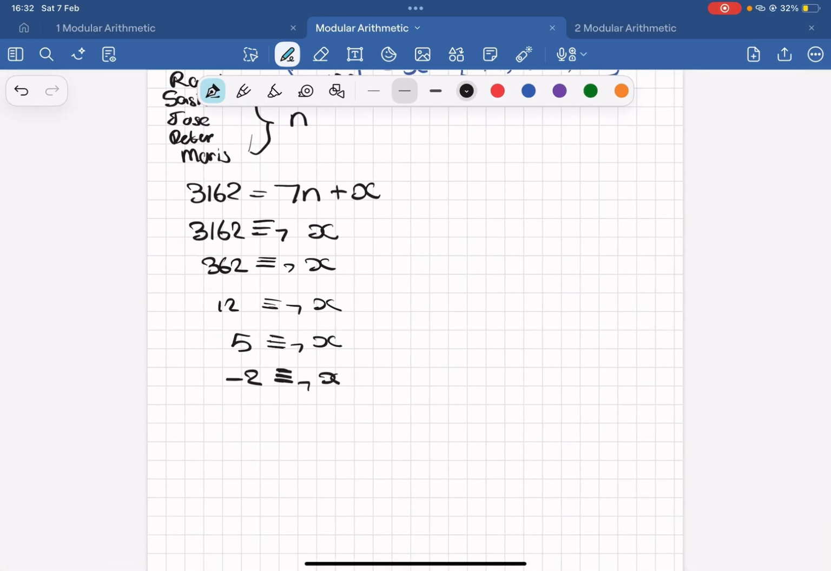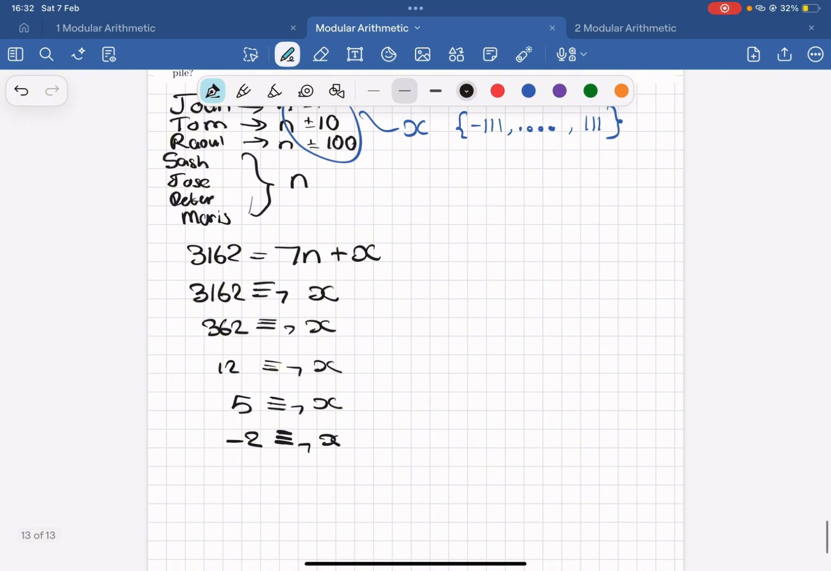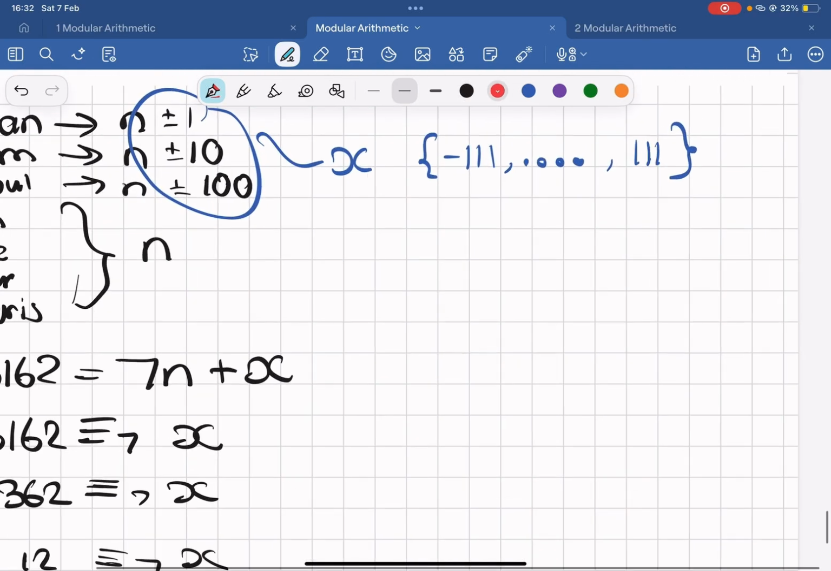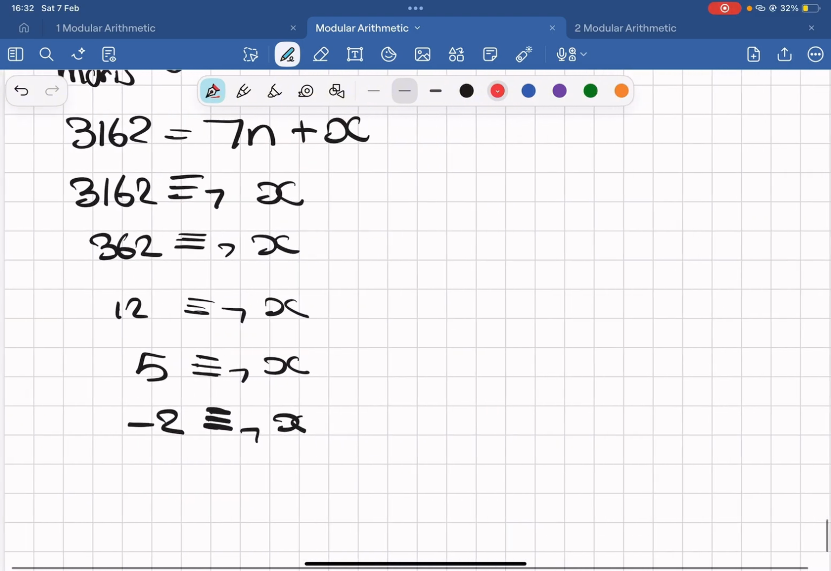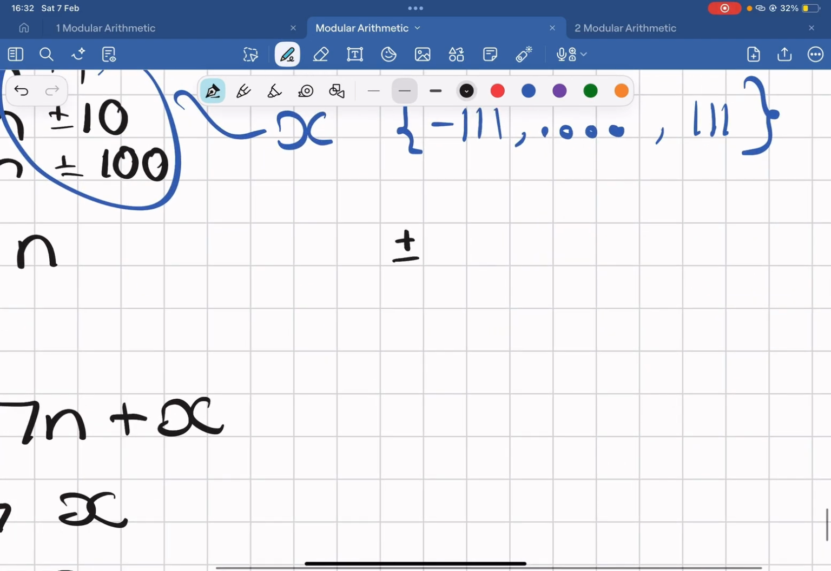Now, what can we do with this information? Well, by finding x, we can sub this back into here and solve for n to find the total number of eggs. So let's look at x. Well, we're working in mod 7 here, so we need to also apply the same logic to plus or minus 1, 10 and 100.